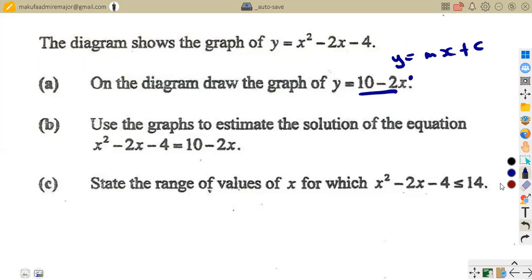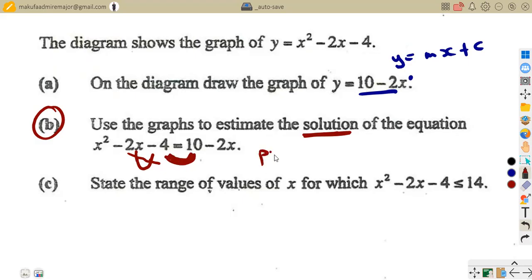All right. Then on item B, they are saying, use the graphs to estimate the solution of the equation x squared minus 2x minus 4. What is representing x squared? Remember, that was your quadratic graph. 10 minus 2x, this is the line that we drew. So they are saying, where are these two intersecting? What are the solutions, the values of x? Where these two graphs meet, they are equal.